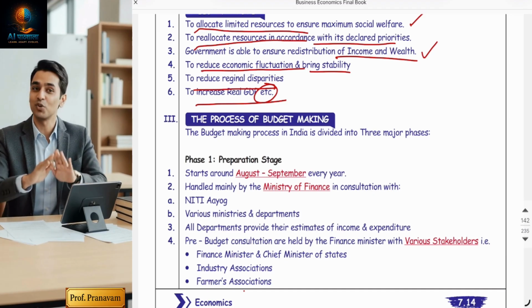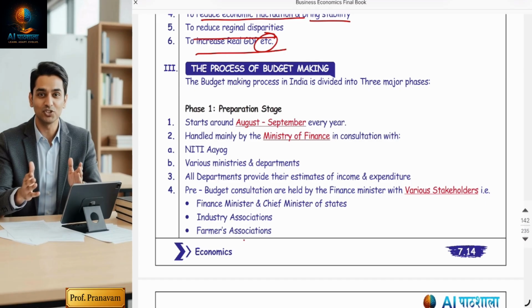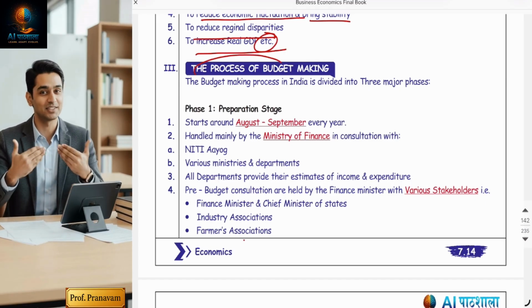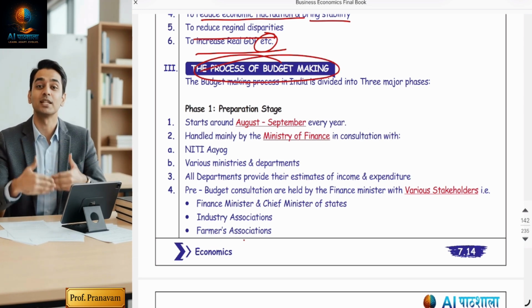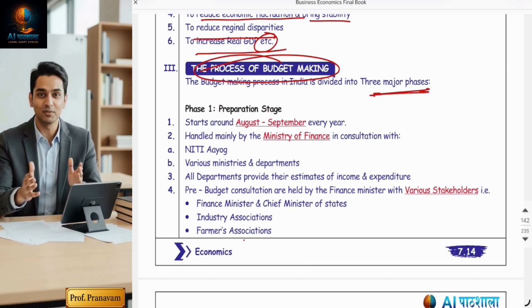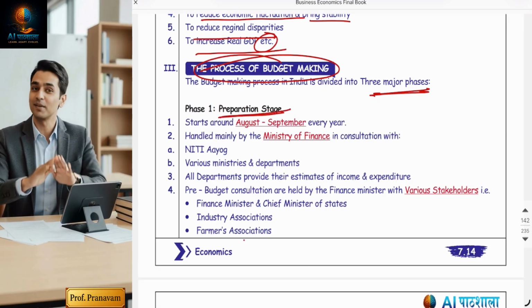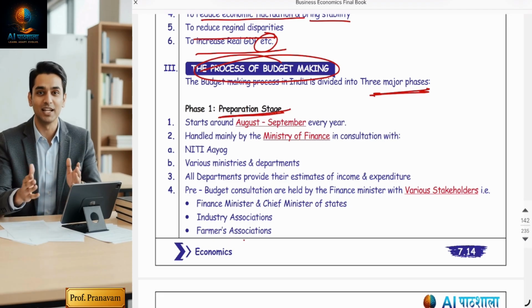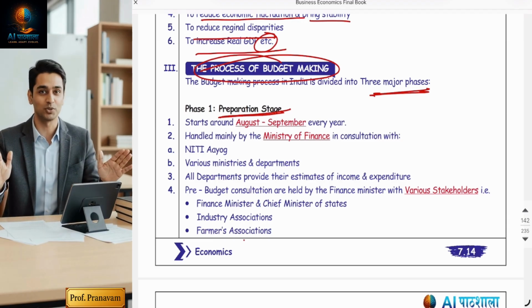Am I correct? Yes. So after understanding the budget and its need, let us understand how the government makes the budget. What is the process of making the budget? In India, the budget making process has three major phases, and I will explain them to you. The first phase is the preparation stage. The preparation of the budget is a great and proud responsibility of the Finance Minister.